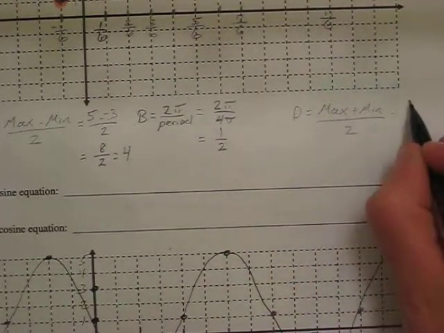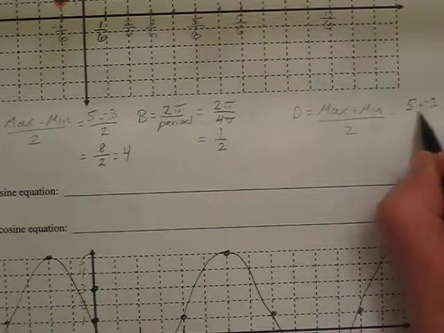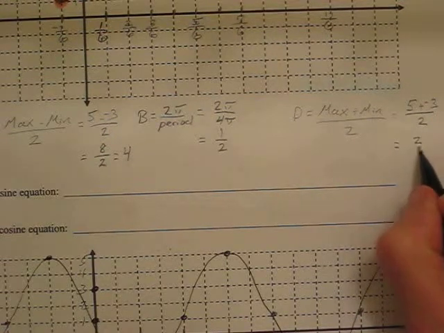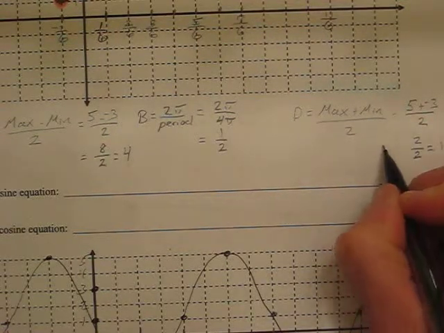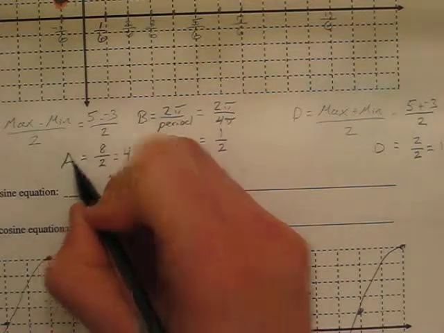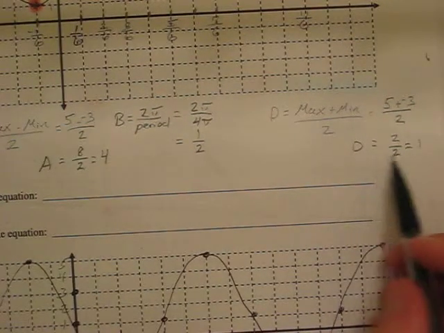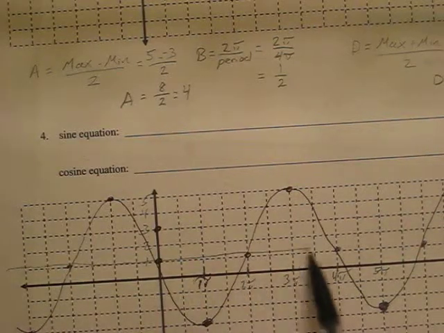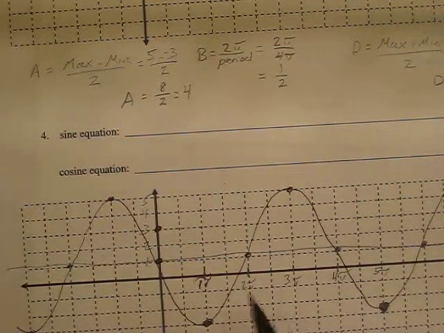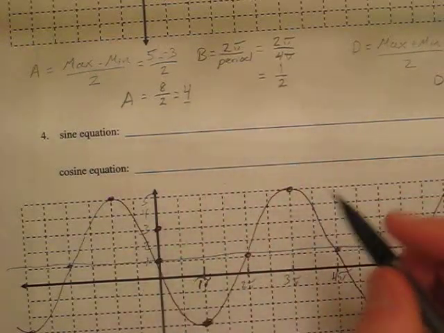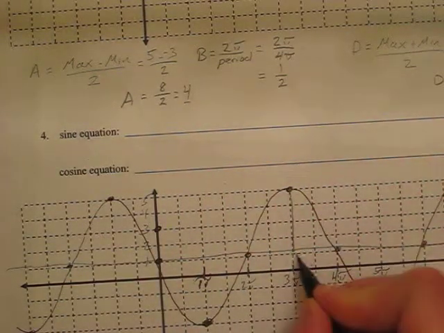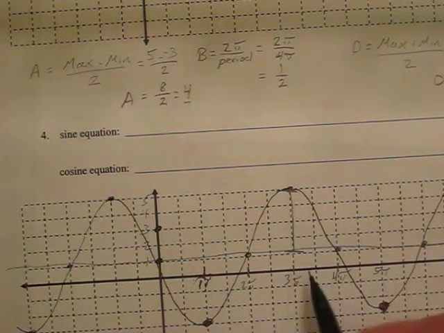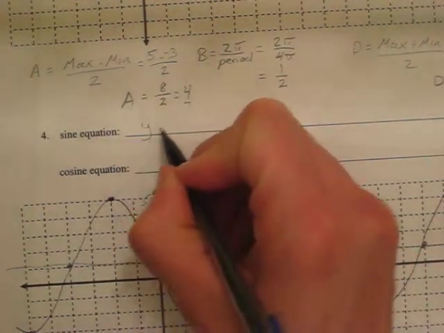And on this we have 5 plus -3 divided by 2, and d is going to be 2 divided by 2, which equals 1. And remember, you can check this. So find the midline. This is saying that the middle of the graph should be at 1, which, if you draw a line, it is. Okay, so we've done D right. And if you look at A should be 4, so the distance from the maximum to the midline should be 4 units. 1, 2, 3, 4. It is. Okay, so that means that I can go ahead and fill in my equation here.